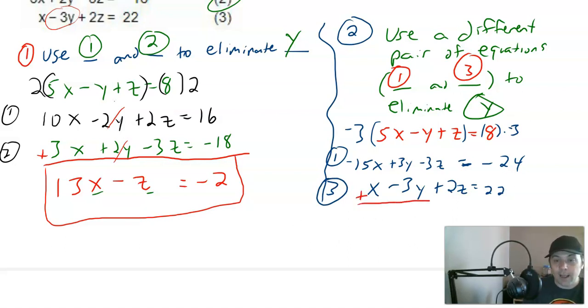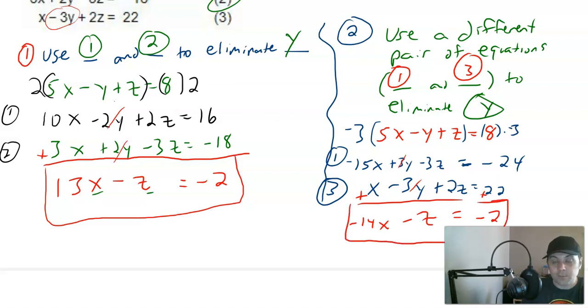And now I will add these 2 equations together, just like we did over here. We'll get negative 14x. The y's cancel out again. Negative 3z plus 2z is again negative z, equals, when I add the right-hand sides together, I get negative 2.